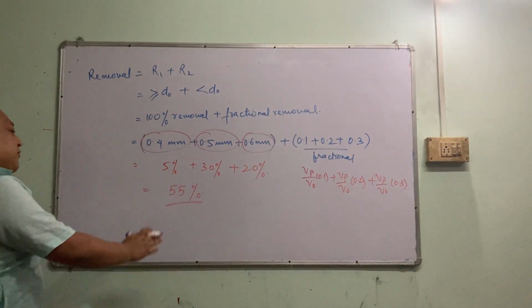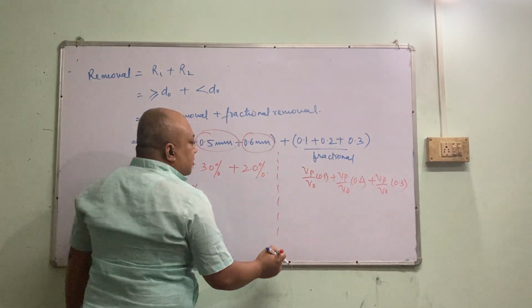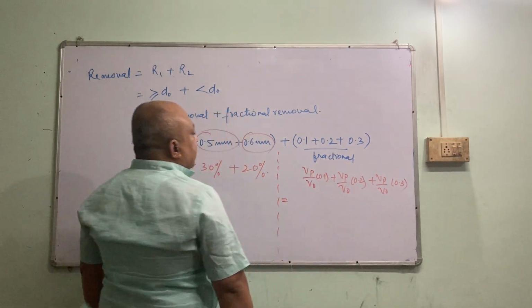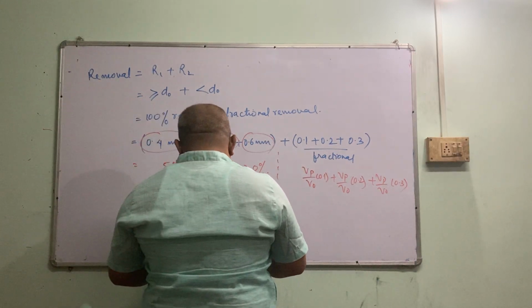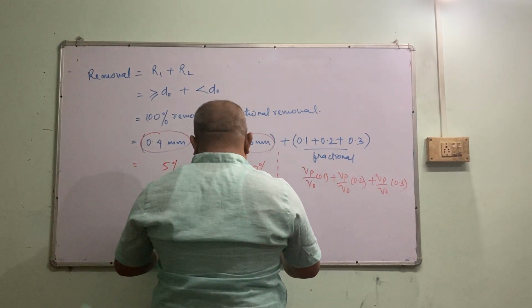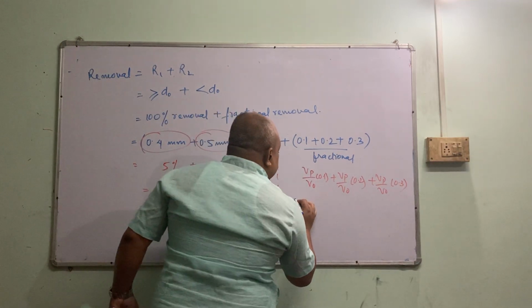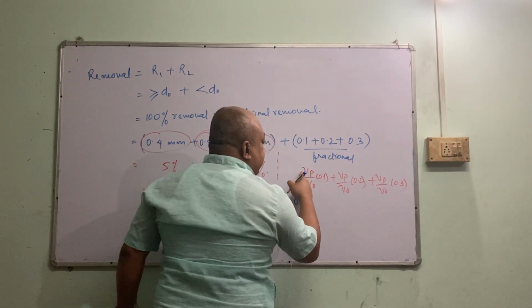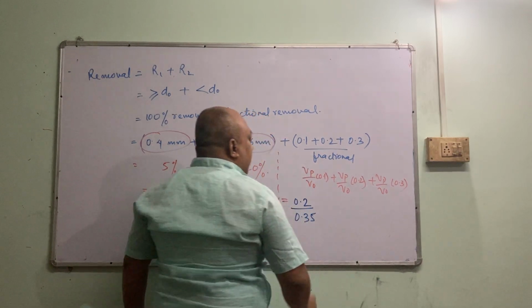Fine. Now this part is done. Let me evaluate this part. This part is for settling velocity of 0.1 mm. What is the settling velocity? As per the question, it is 0.2 mm per second divided by 0.35. Am I correct?